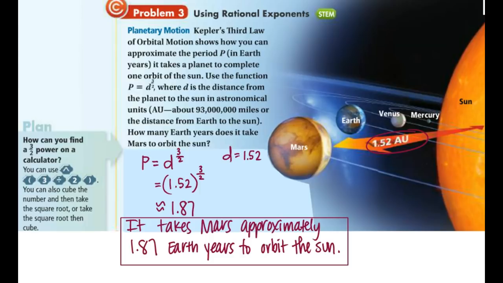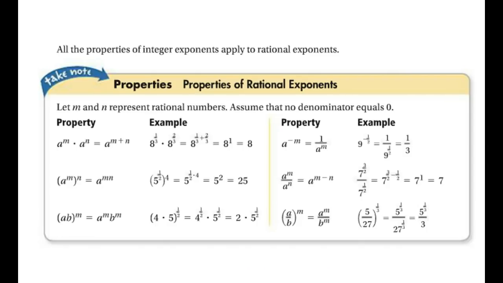So as the distance from the Sun increases, so does the period. So it takes longer for the planets to orbit the Sun the further out they are from the Sun. So now let's take a minute to go over all the properties of integer exponents, because these apply to rational exponents. So we're going to let m and n represent rational numbers, and we're going to assume that there's no denominator that is equal to 0.